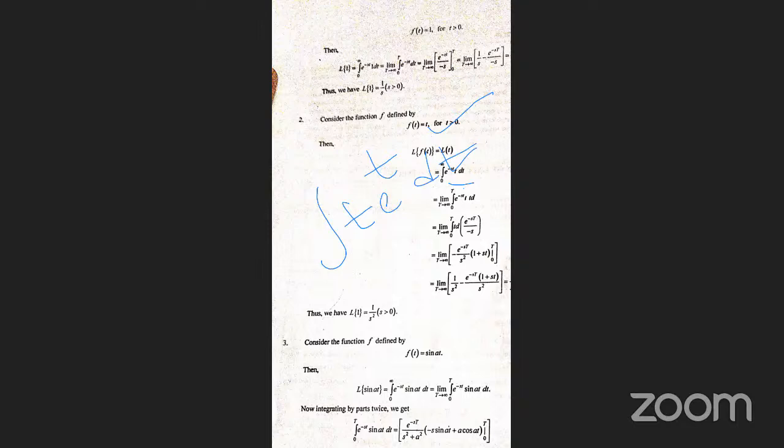UV dash plus V U dash, ma, that is in differentiation. Now you are telling the integration formula: U into integral of V dx minus integral of the derivative of U and the integration of V into dx. Okay, very good.